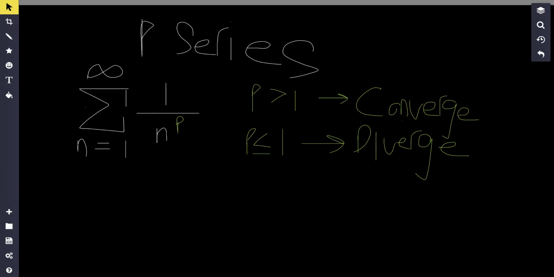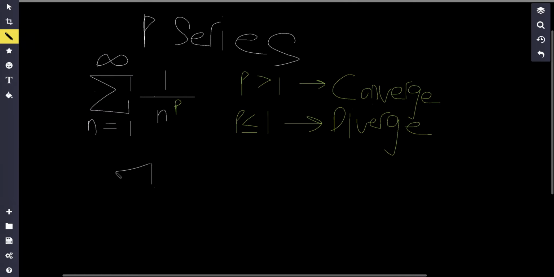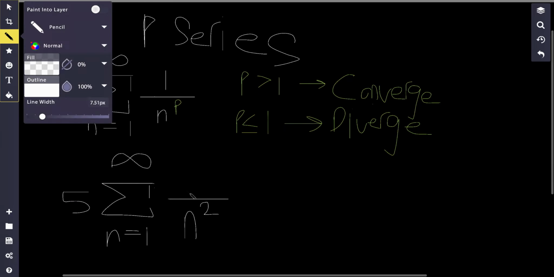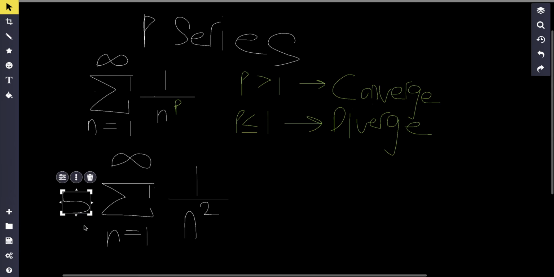This idea can be applied to other sums. For example, let's say I have the sum from n is equal to 1 to infinity of 5 divided by n squared. Then what I can do now is just move the 5 to the front. So I take this 5, I move it to the front, and then now I have this p-series here. Depending on whether it converges or diverges, I can figure all of that out. So that's the first thing to look out for.